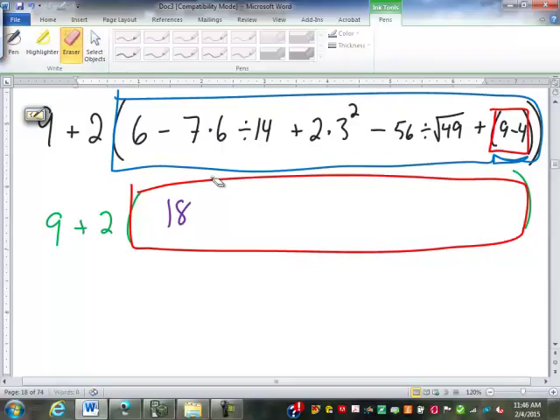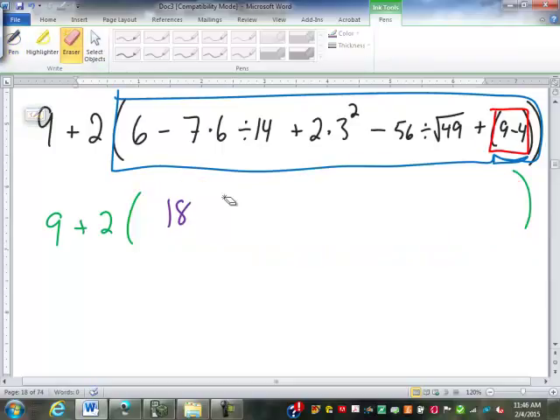Now we've reduced that set of parentheses to a single number, just the 18, so I don't need the parentheses anymore. But here I have to be a little bit careful. When I take out the parentheses, there is no symbol here between the 2 and the parentheses, and of course that implies multiplication. So I have to put my multiplication symbol in there when I take that parentheses out. And now I'm down to the last couple of steps.